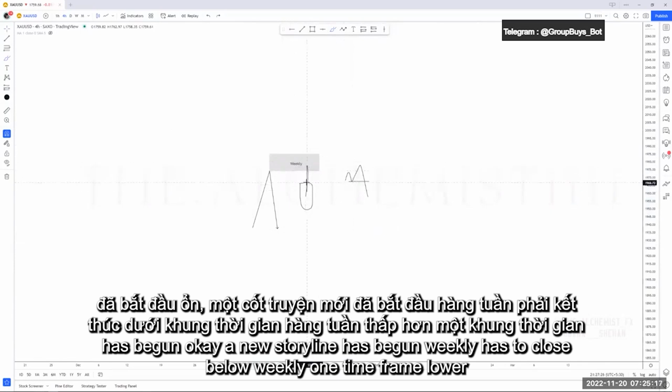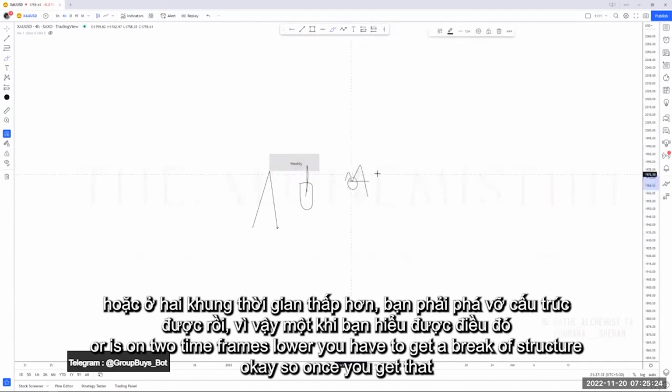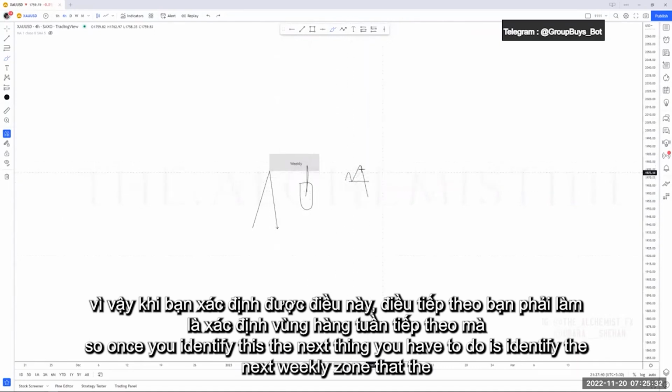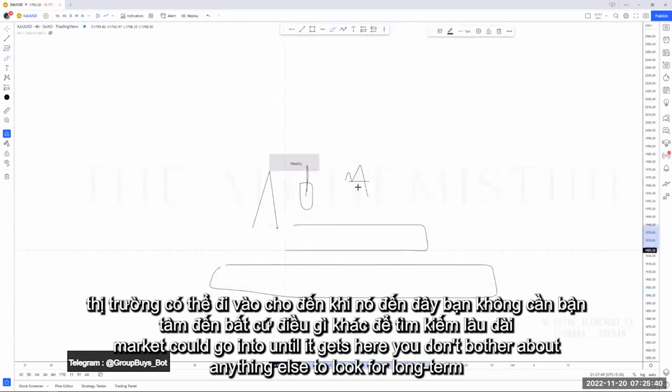Weekly has to close below weekly. One time frame lower or two time frames lower, you have to get a break of structure. Once you get that, you get the confirmation that we have a new bearish storyline in play. So once you identify this, the next thing you have to do is identify the next weekly zone that the market could go into. Until it gets here, you don't bother about anything else to look for long-term buys.